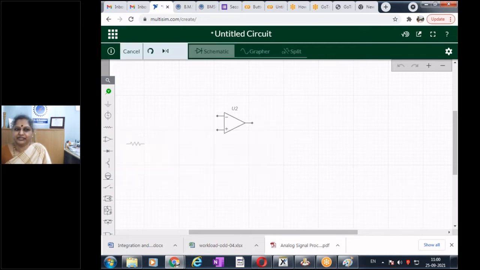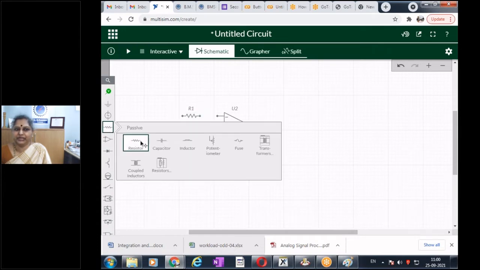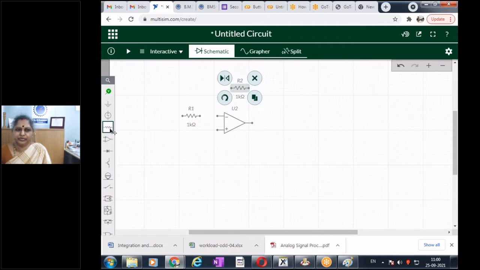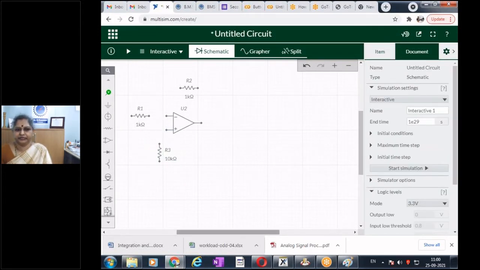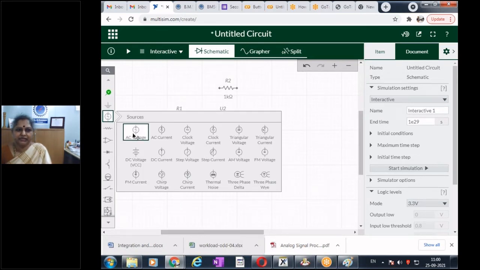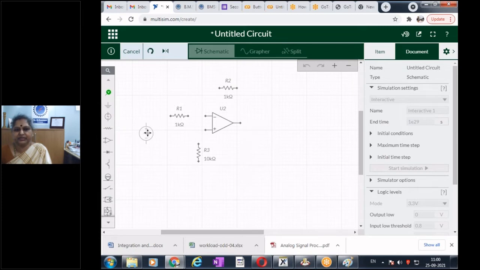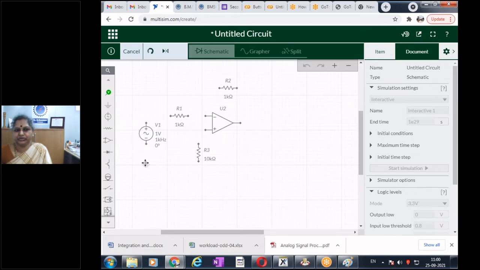So let's take a resistor and put a 1K resistor here, and let's put one more 1K resistor here, and let's put a large resistor here. So let me make this 10K. I'll make this 10K. And now we also need a power supply. So let me take one AC voltage and keep it here because I will give a sine wave. Then I also need a ground. So let me put the ground. So this completes the components.